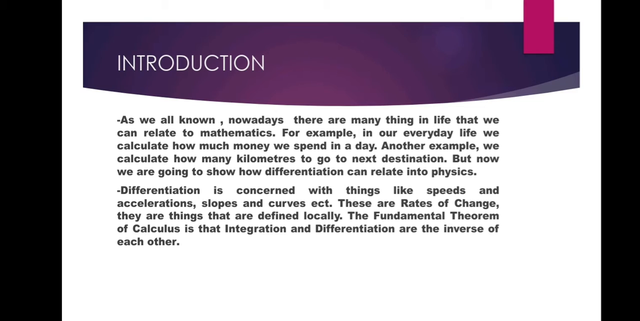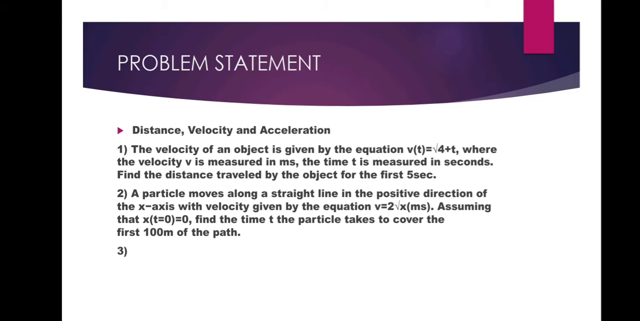Today we're going to talk about how differentiation is related to physics. So, how does this happen? Differentiation can concern things like speeds and accelerations, slopes and curves. We calculate the rate of change for these kinds of things, and they are defined locally. That's it. So next, for the problem statement, we're going to discuss the distance, velocity and acceleration.